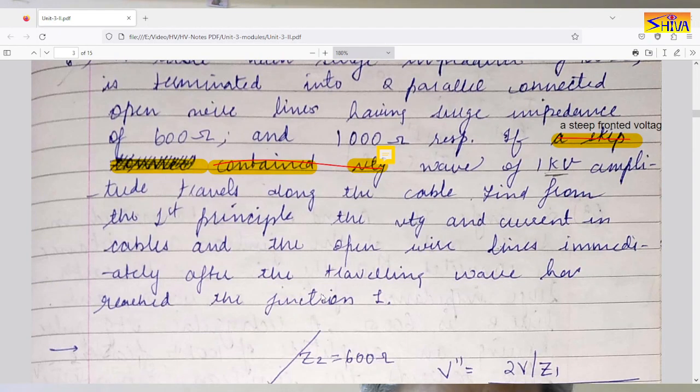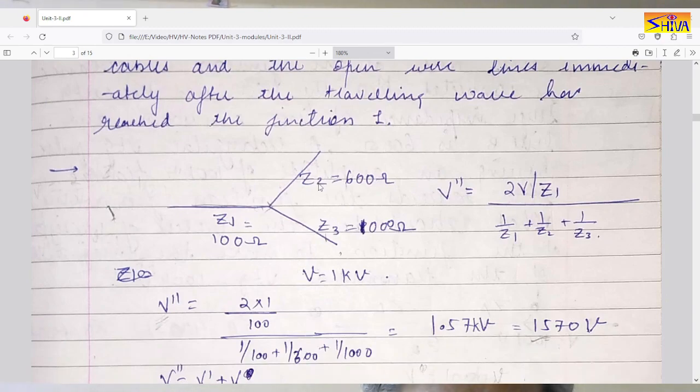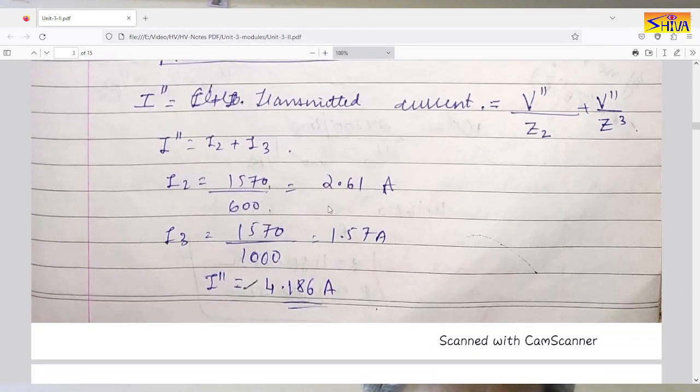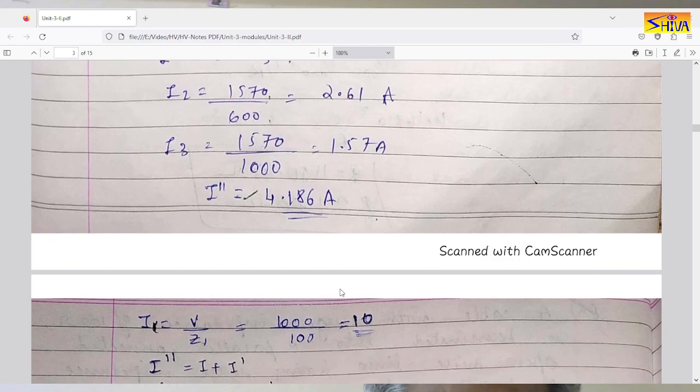For I2, the transmitted voltage here is 1570 volts. So 1570 divided by 600 will be the transmitted current. This is Z3. So the transmitted current will be 1570 divided by 1000. So I2 we are getting 2.61 amperes, I3 we are getting 1.57 amperes. So I double dash will be the addition of these two, that is 4.186 amperes.